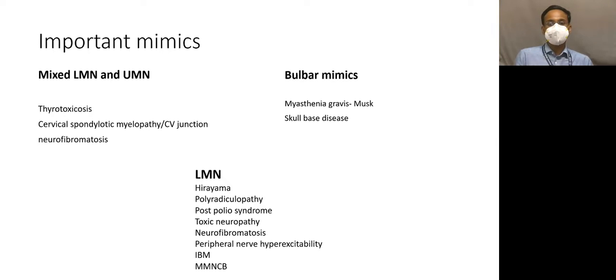Inclusion body myositis is a very important mimic, especially in neurology OPDs, where it is sometimes difficult to differentiate between the two. Muscle disorders generally have some selectivity. Some muscles are less involved and some muscles are more involved, and the presentation, the progression and electrophysiology help us in differentiating. And rare disorders like multifocal motor neuropathy with conduction block come with progressive hand weakness.